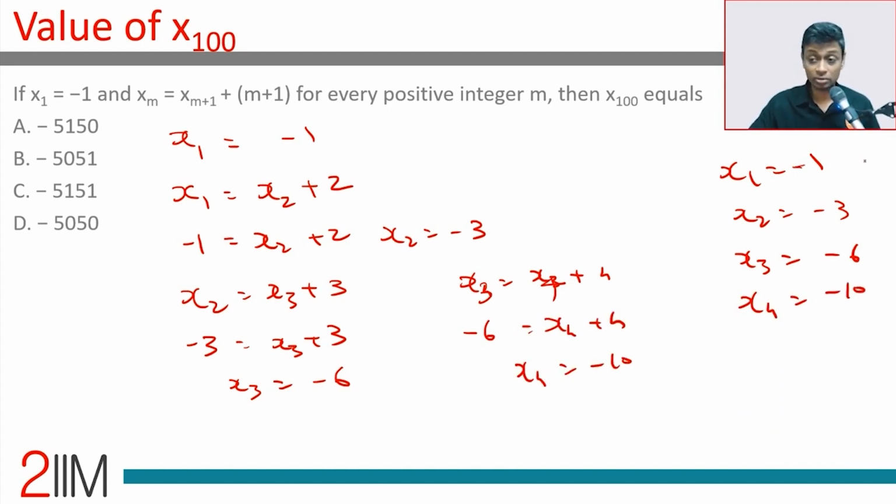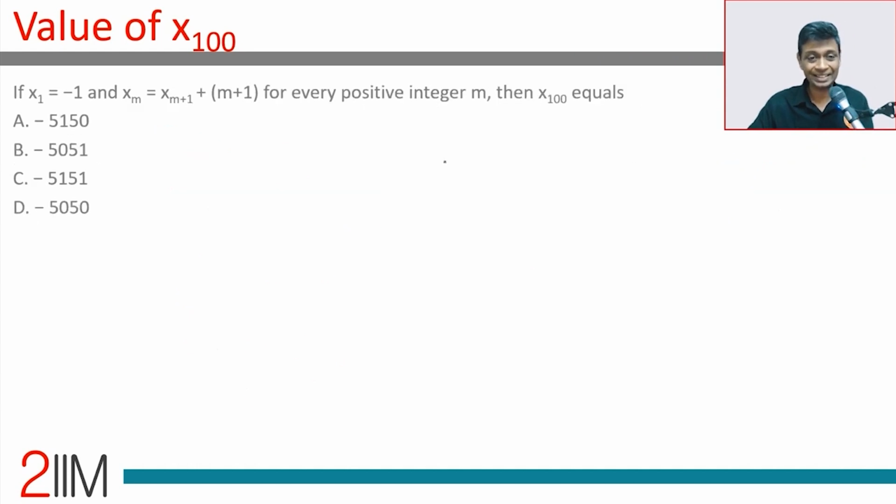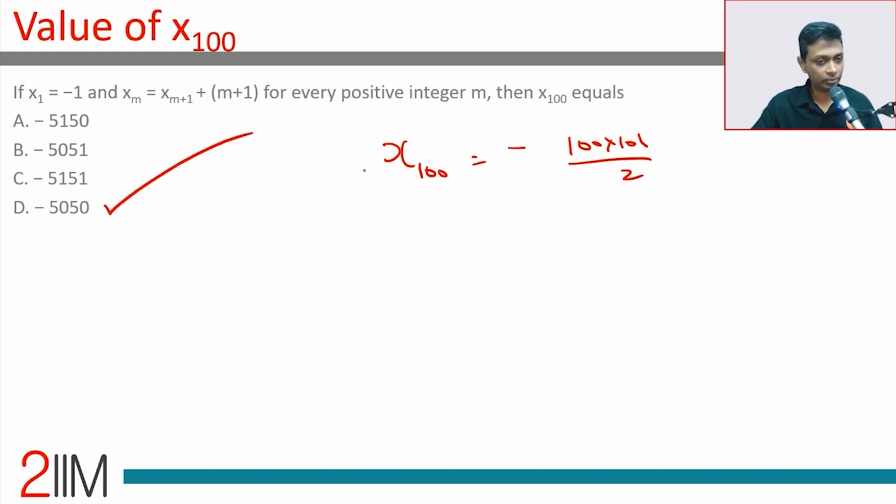You take the minus out. This is 1, 3, 6, 10. 1, 1 plus 2, 1 plus 2 plus 3, 1 plus 2 plus 3 plus 4. And then stick a minus in between. X100 is sum of all numbers till 100 with a minus before that. Minus 100 into 101 by 2, minus 5050. Lovely.